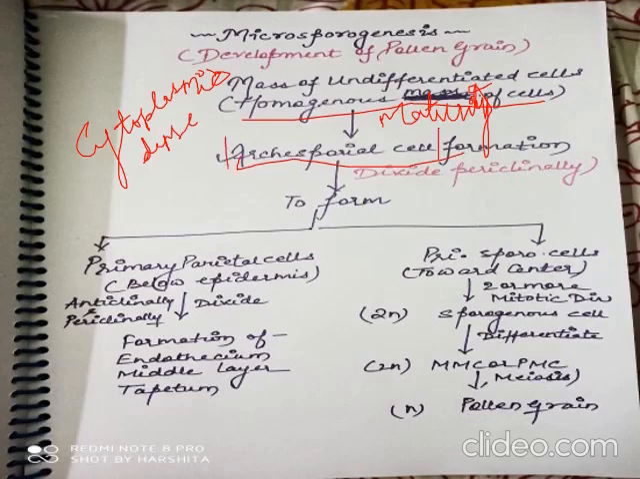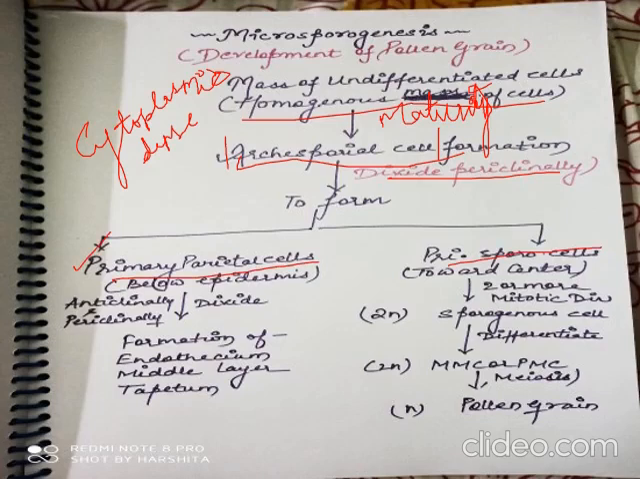Now these archisporial cells will divide periclinally. I will tell you about periclinal and anticlinal, so do not worry about where these terms came from. After dividing periclinally, the archisporial cells form 2 layers of cells. The very first layer, the outermost layer, is referred to as the primary parietal cells, and the second layer, below the primary parietal cells, is the primary sporogenous cells.